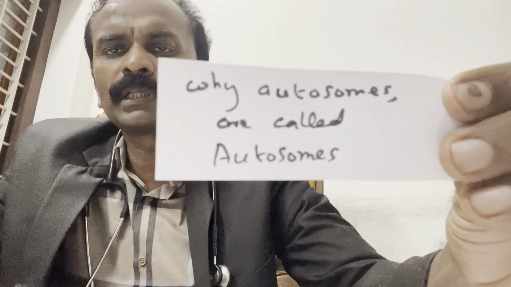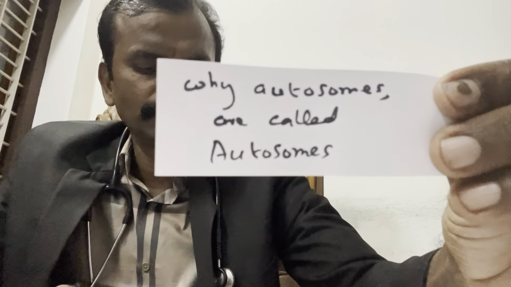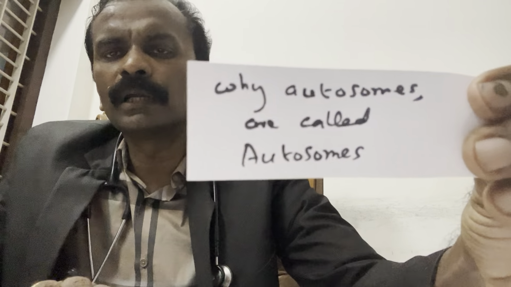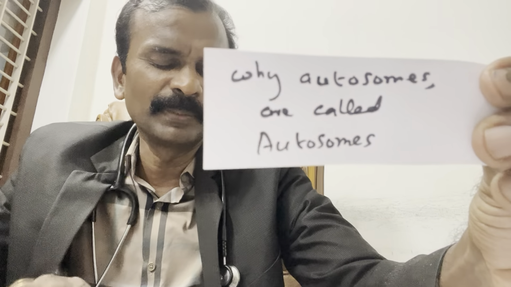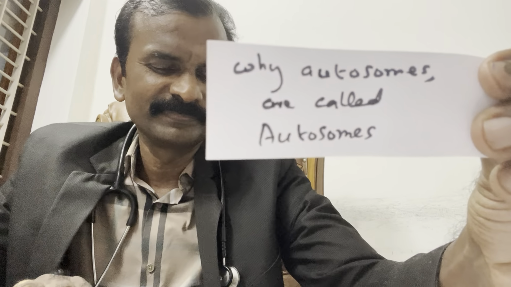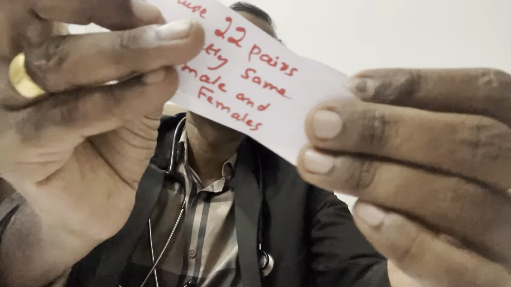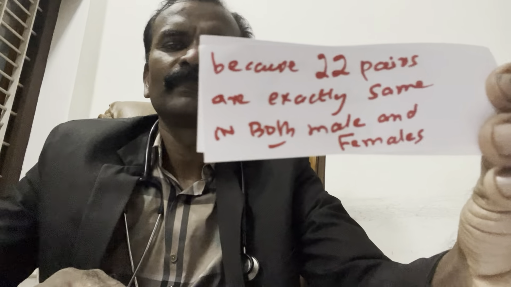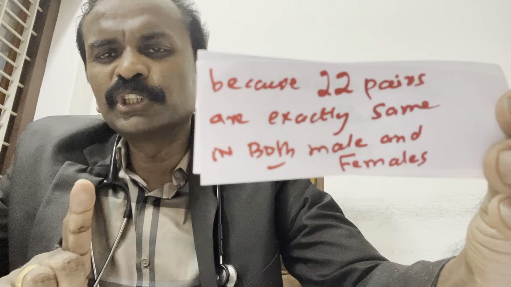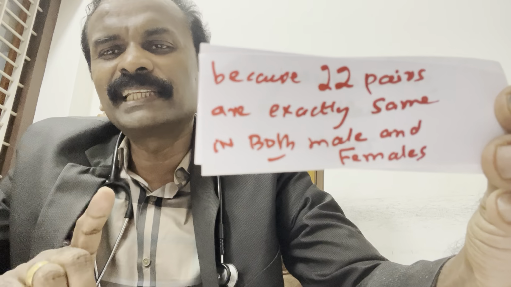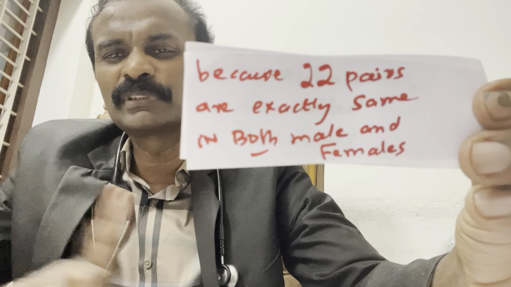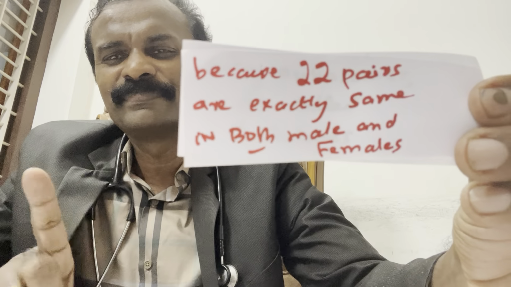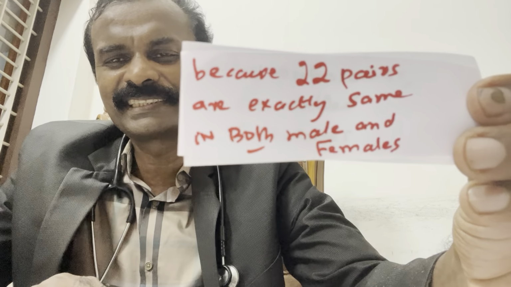Why are autosomes called autosomes? This is NEET. Come on. Because 22 pairs are exactly the same in both the sexes. So autosomes means same in both the sexes.